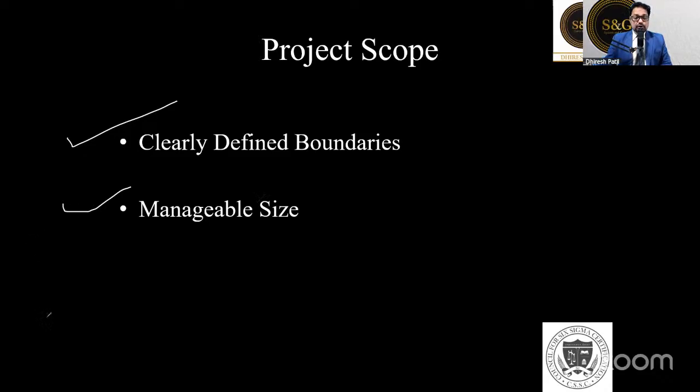So while crafting the perfect Lean Six Sigma project, scope is also very, very important. Now these are some of the mistakes we also committed in the past. So we are defining them so that you do not commit similar mistakes in your project selection.